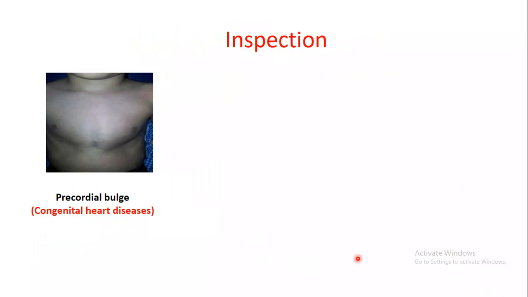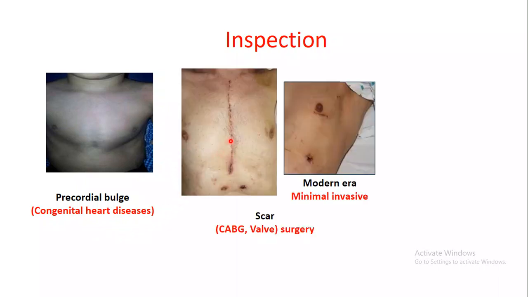Starting with a quick look, inspection of the pericardium for any bulge that is seen in patients with congenital heart disease, because of cardiomegaly in early life of the patient with congenital heart disease, while the chest bone is still not ossified, leading to a bulge that persists in this type of patient, called pericardial bulge. Scar: the classic scar is a median sternotomy scar seen in all types of valve replacement or CABG surgery.